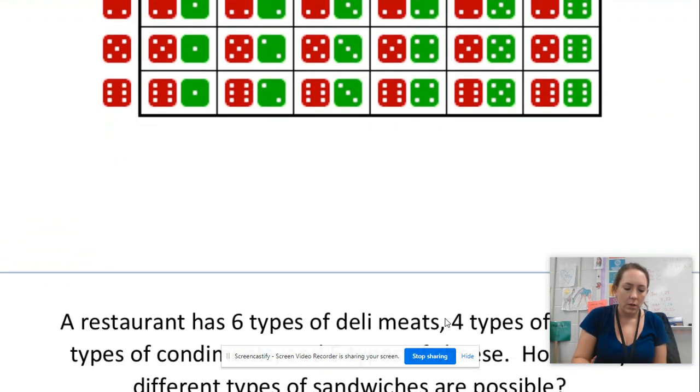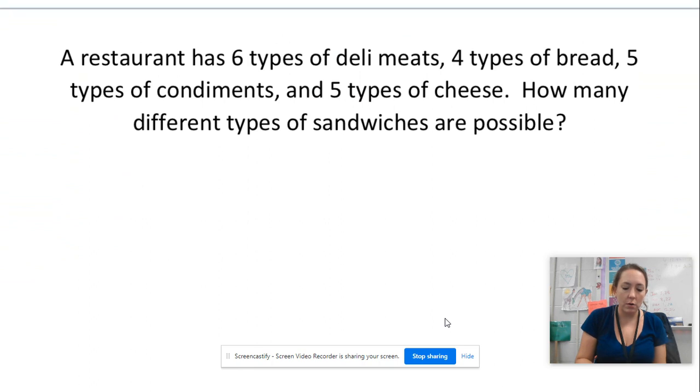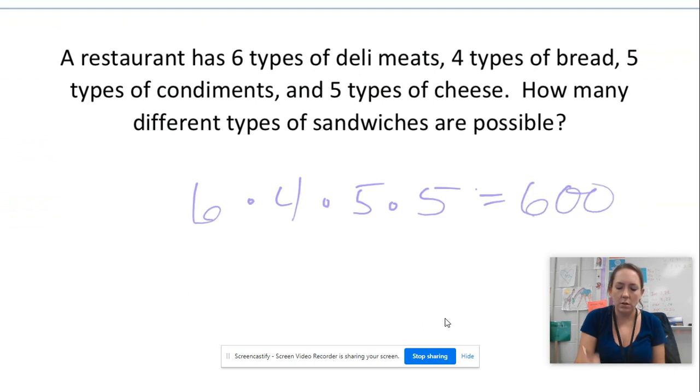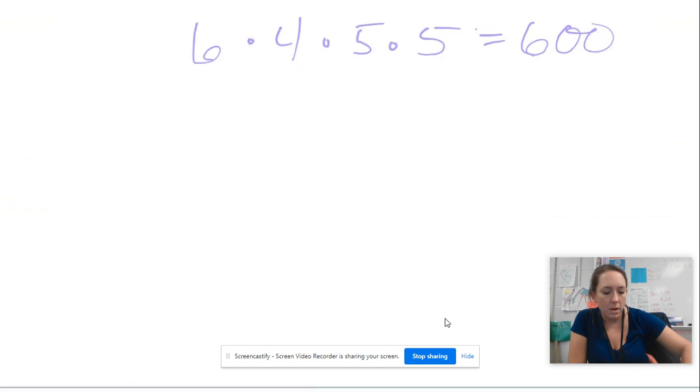Okay, so like this one, for example: a restaurant has 6 deli meats, 4 kinds of bread, 5 types of condiments, and 5 types of cheese. How many different combos are there if you're choosing one of each? You would just do 6 times 4 times 5 times 5, which is 30, 150, 600. Sorry, I was trying to do that in my head. Okay. Anyway, cool.